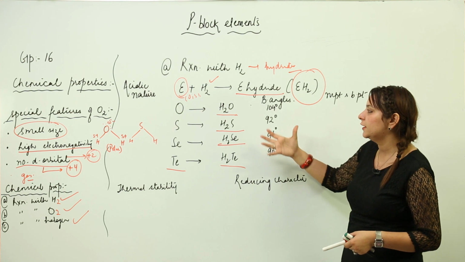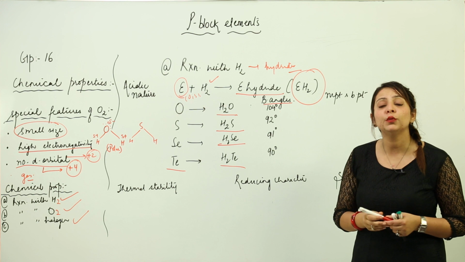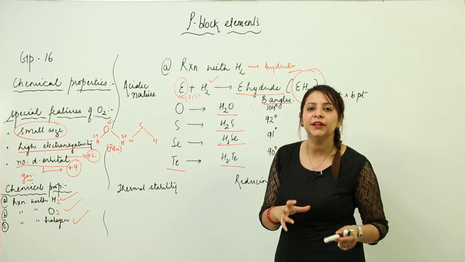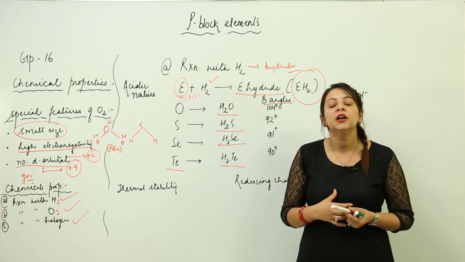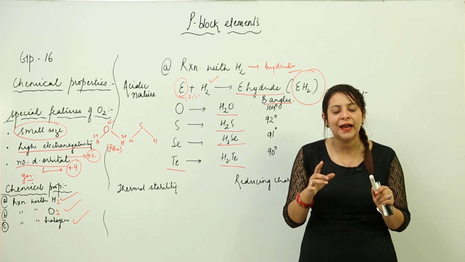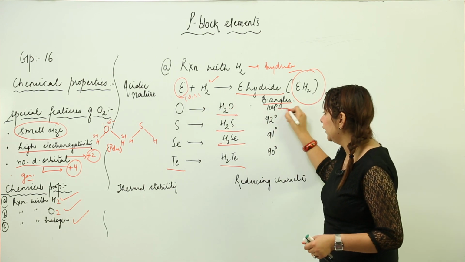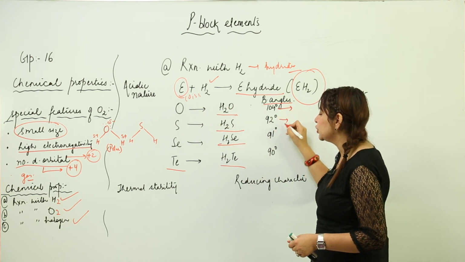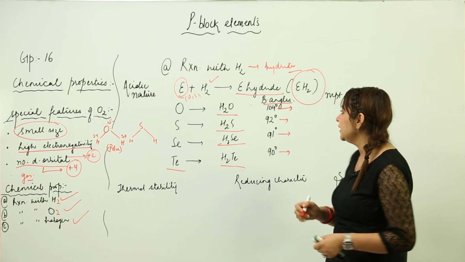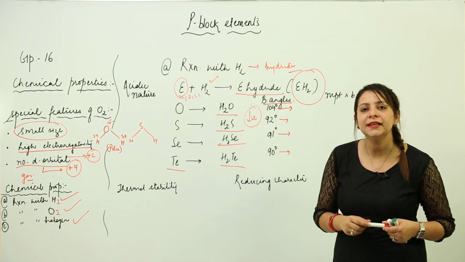So let's look at the properties of these hydrides. The first property is bond angle. So what is the bond angle? It is actually due to the repulsions present between bond pair and bond pair, bond pair and lone pair, or lone pair and lone pair. Due to this, there exists a certain angle between the lines joining the bonding electrons. Here the angle in H2O is 104, in H2S it is 92, in H2Se it is 91, and in H2Te it is 90. So we see that the bond angle decreases down the group.